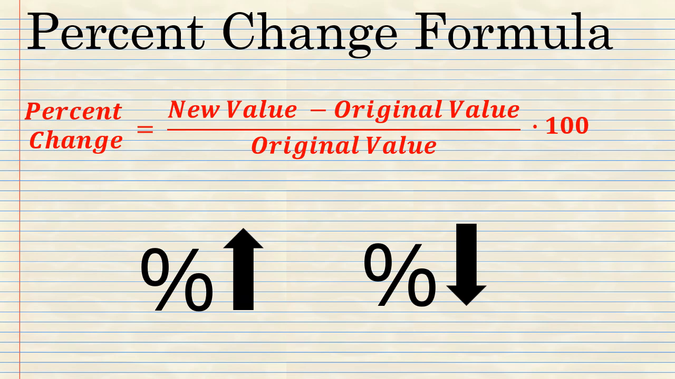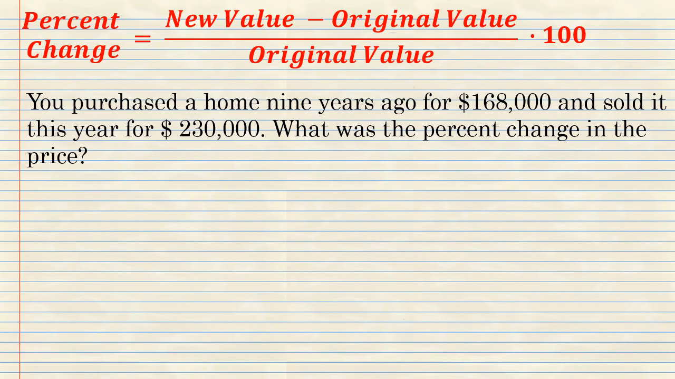Let's look at 3 examples. For the first example, let's say you purchased a home 9 years ago and the purchase price 9 years ago was $168,000, and then you sold it this year for $230,000. If we want to find the percent change in the price, we can use this simple formula.